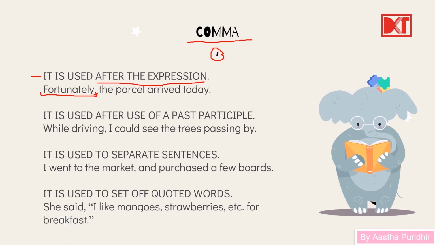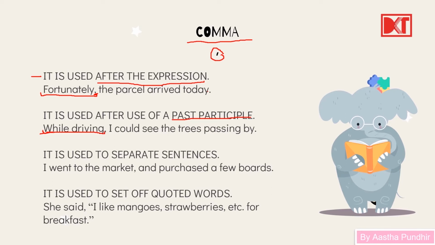Then the next usage is that it is used after a past participle phrase. Now, while driving, this is a participle phrase being used, and then what happened? I could see the trees passing by. So while driving is the participle phrase. After the usage of it, a comma is used.